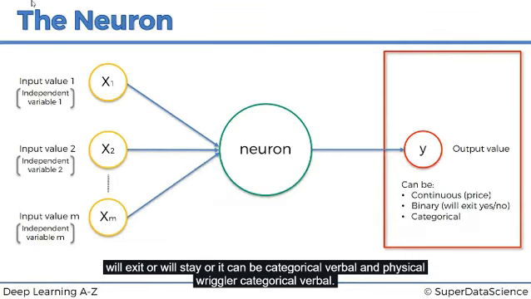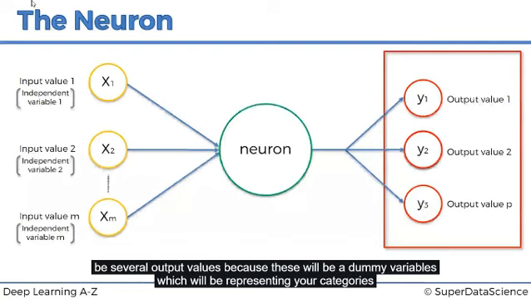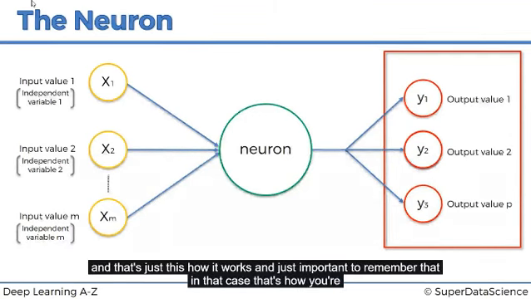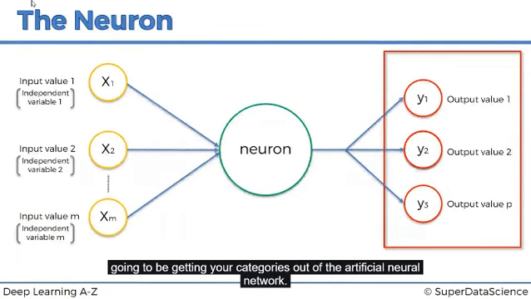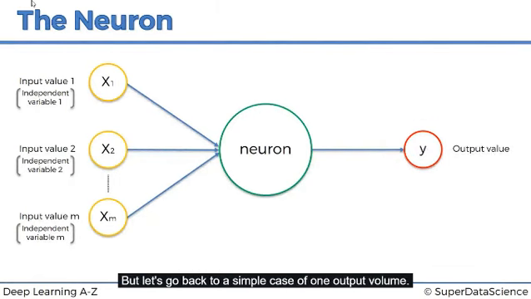And if it's a categorical variable, the important thing to remember here is that in that case, your output value won't be just one, it'll be several output values, because these will be your dummy variables, which will be representing your categories. That's just how it works, and that's how you're going to be getting your categories out of the artificial neural network. But let's go back to a simple case of one output value.